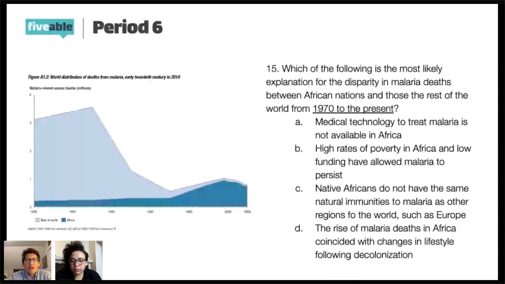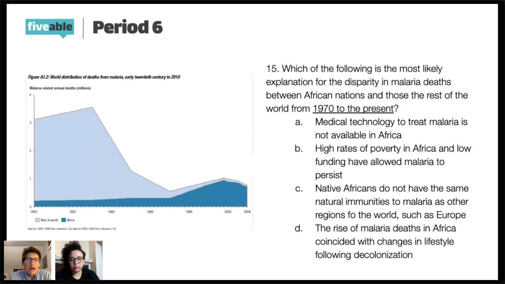C, native Africans do not have the same natural immunities to malaria as other regions of the world, such as Europe. So this was trying to make the connection like disease spreading to the Americas, that perhaps that was the same thing happening in Africa. That's simply just a false statement.